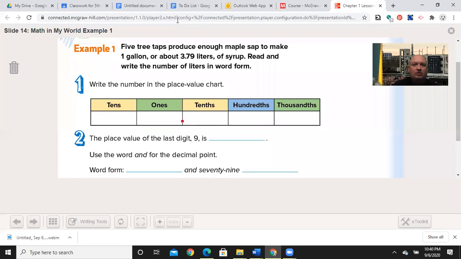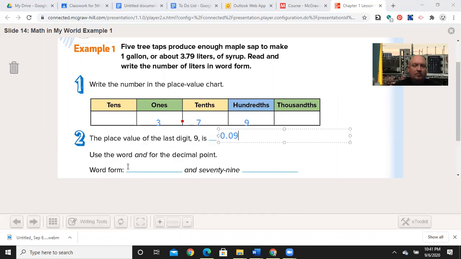So I'm going to use my annotation tool, and I'm going to put it right through the middle of here. There's a 3 in the ones place. Now we go to the decimal point. There's a 7 in the tenths place, and a 9 in the hundredths place. Look at that, 3.79. Already have it in our place value chart. Step 2, the value of the last digit 9 is what? It's a 9 in the hundredths, so it's worth 0.09, 9 hundredths.